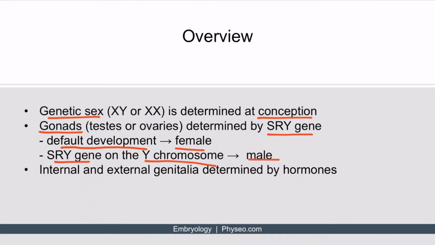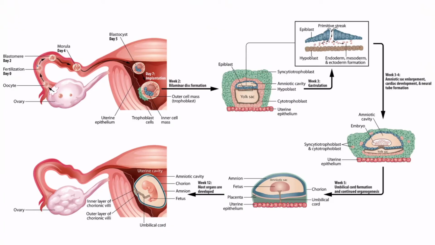Once the gonads have formed, they begin to produce hormones, which determines the internal and external genitalia that are formed. In other words, the internal and external genitalia are determined by hormones. Let's look at some images and see how exactly this happens. This is an excellent overview image that we introduced in our video on early fetal development.